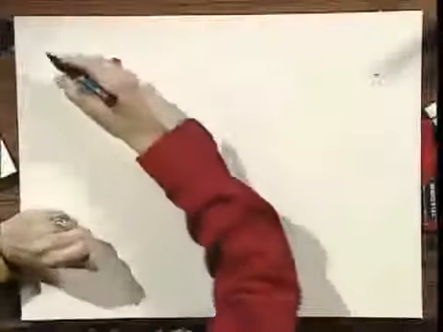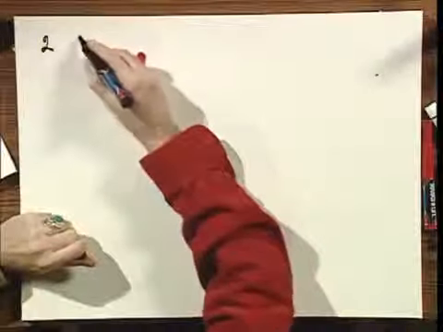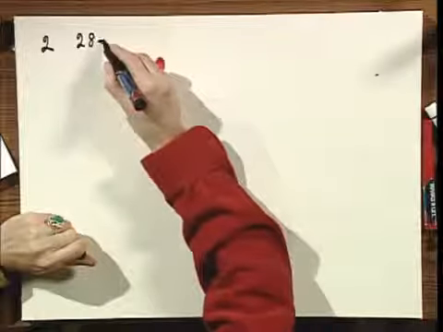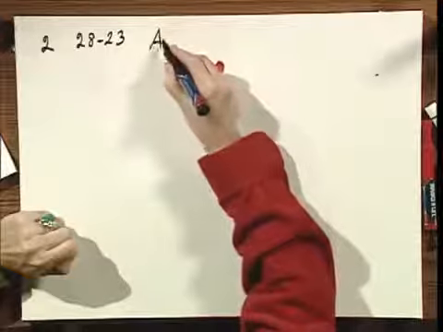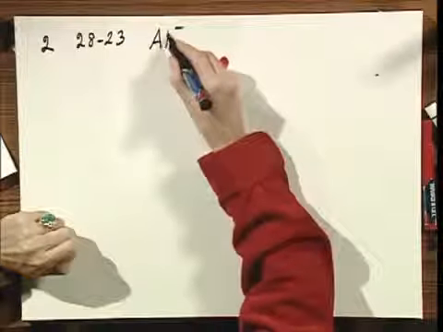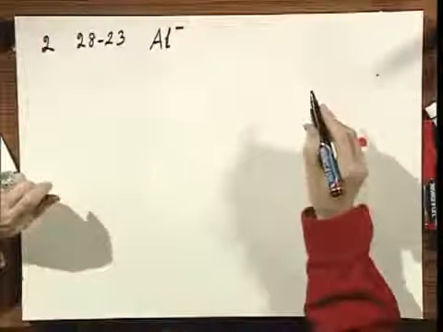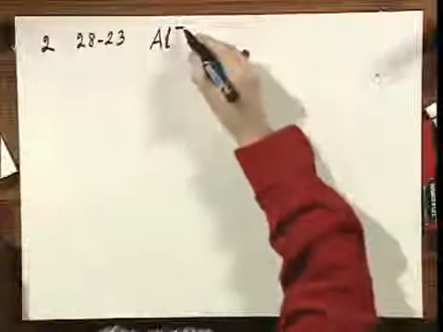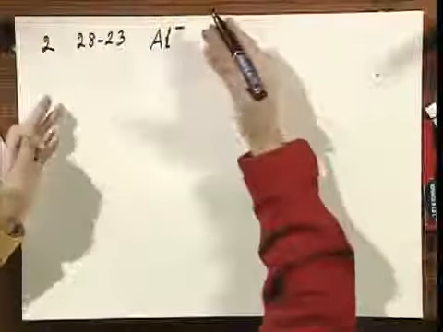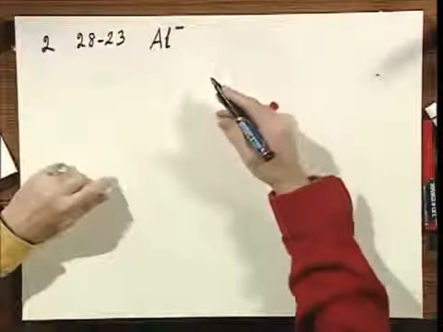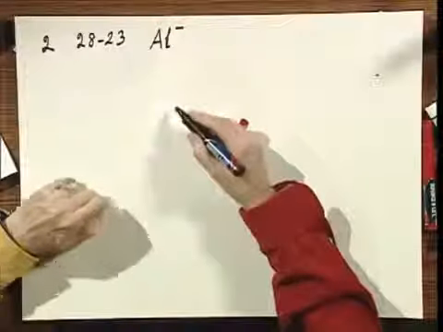So let's now go to problem number 2, and that is 2823. It is a very clever idea. We have aluminum ions, negatively charged. I've assumed they're negatively charged, so they have an extra electron. They could have been positively charged if you strip an electron off, but this is my assumption.